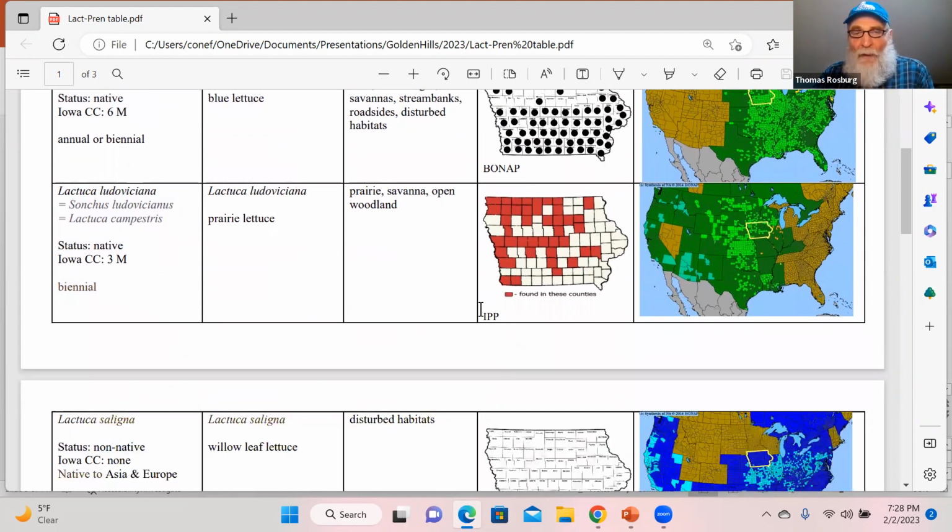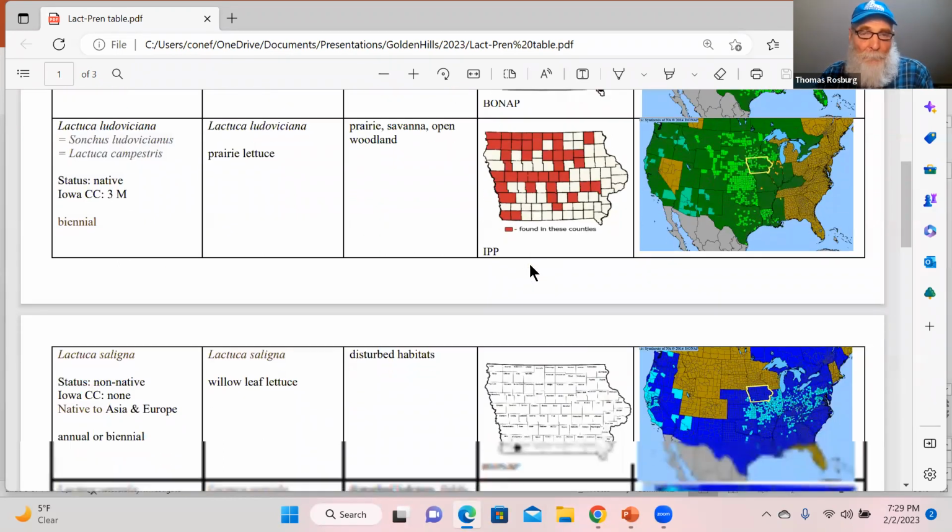Lactuca ludoviciana, this is prairie lettuce. This is a western species, as you can see here, and that's one reason for showing you the BONAP maps. That shows you the bigger context where these species occur across the United States, not just Iowa. That's very important to know. Where is a species relative to Iowa? This one has a couple of other synonyms. This is one I don't see very much of. It shows it being pretty common across the northwest 2/3 of Iowa at least, but I've not run into it.